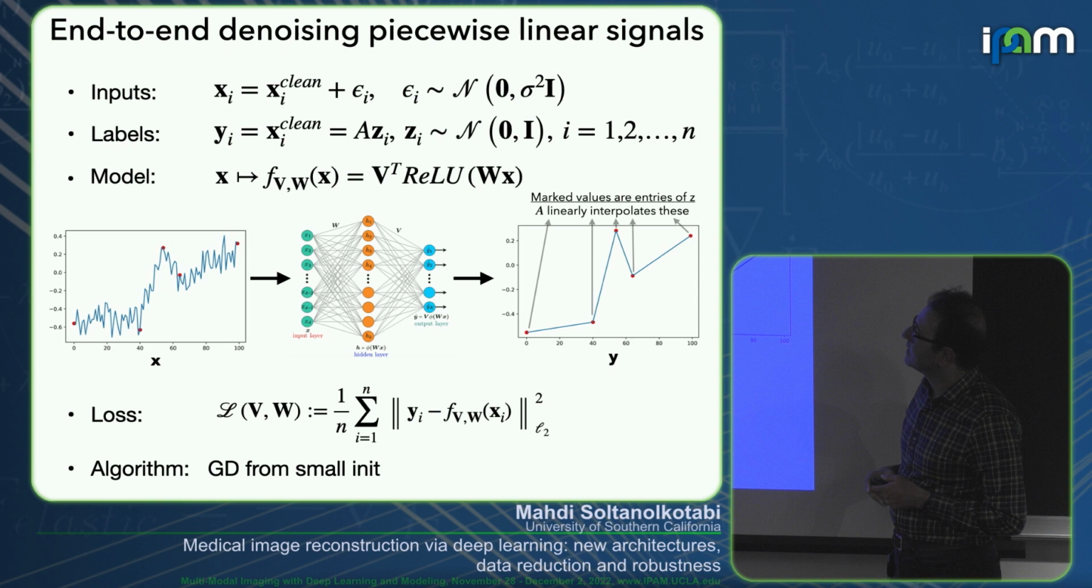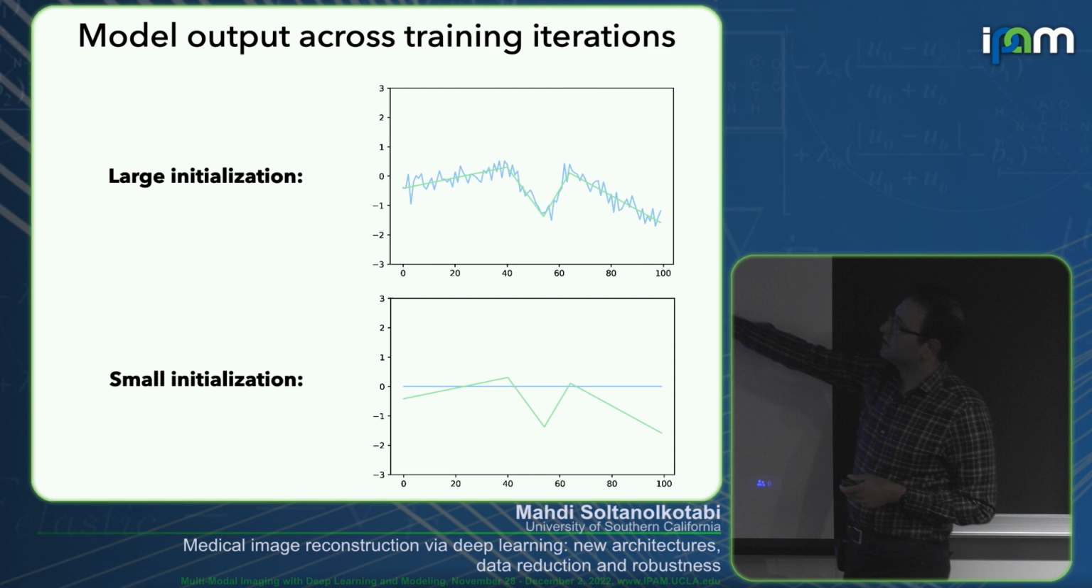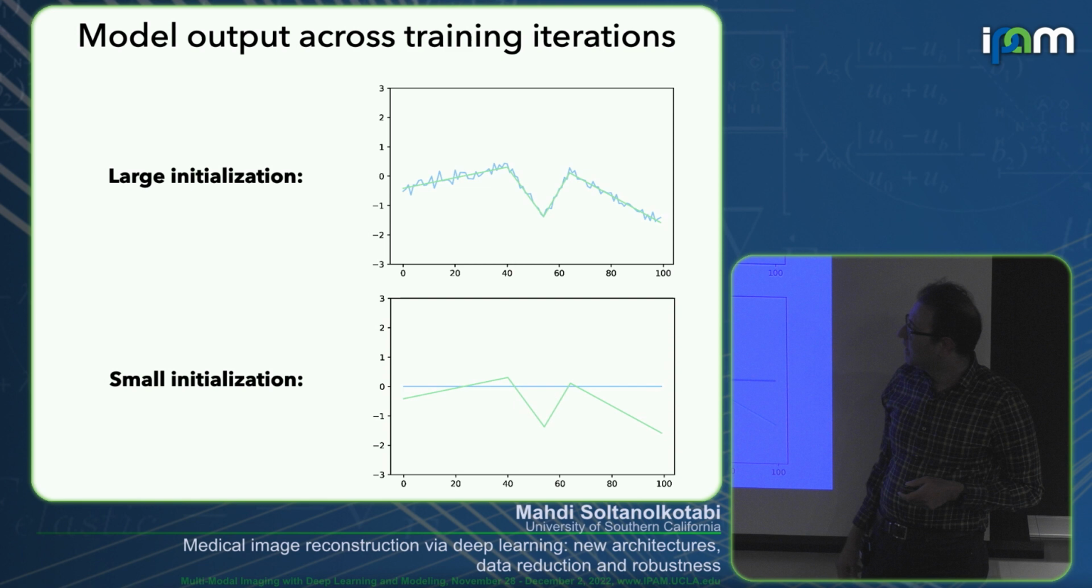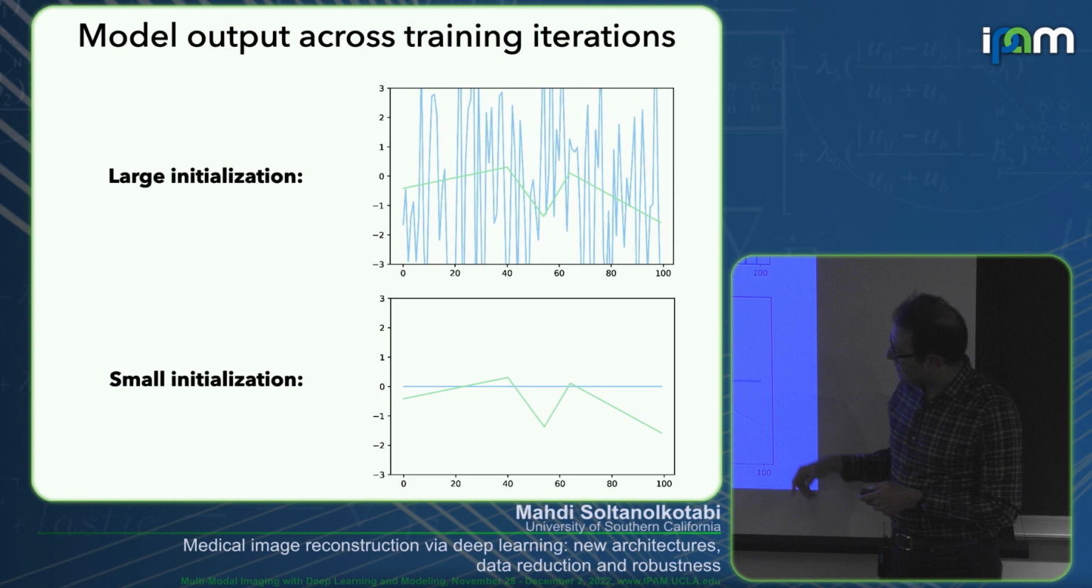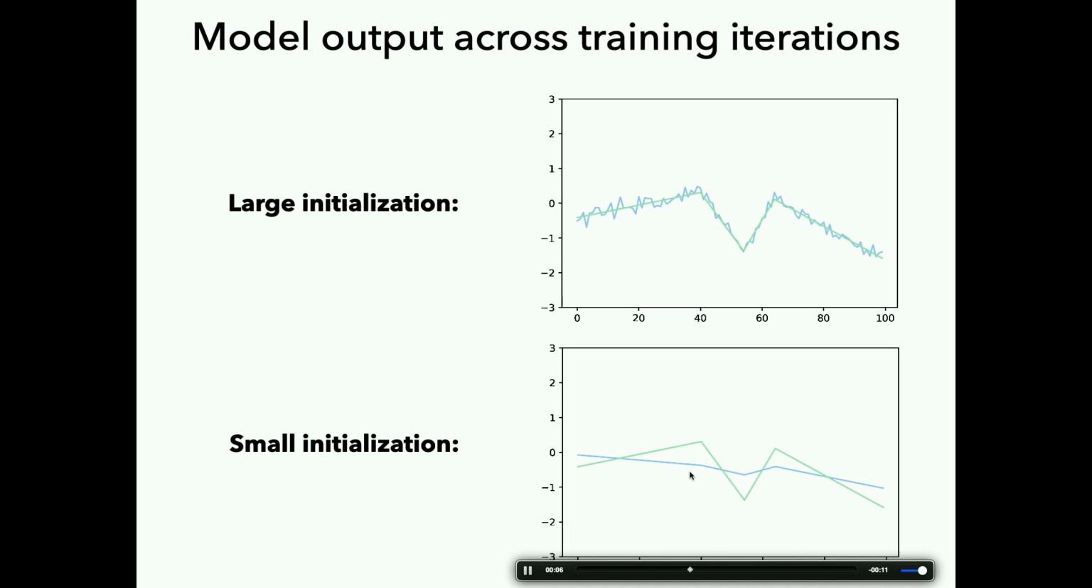And again, there is actually a major difference whether you use gradient descent from small or large initialization. And here are some videos to show this. So if you use large initialization, you actually don't end up learning the piecewise constant signal. You end up learning something that is a very noisy signal. If you do small initialization, it's constant at first, but eventually it will pick up. It will actually learn exactly the piecewise constant signal, right? So it does something more like TV versus L2, right? So this is the difference between NTK and non-NTK, right?